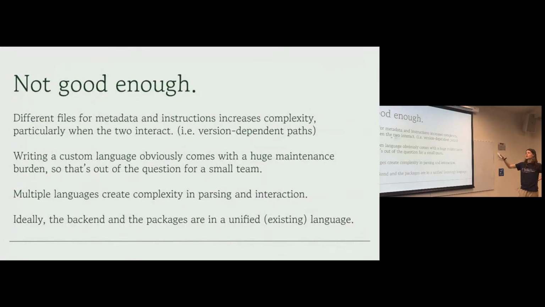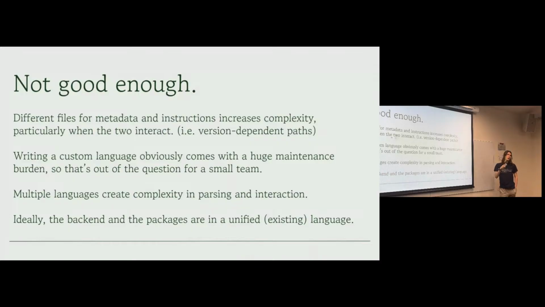But this isn't good enough. None of these are good enough. They all suck. Different files for metadata and instructions increases complexity, particularly when the two interact. If you've got a version-dependent path, your JSON, your CMake have to talk to each other. No good. And then writing a custom language comes with a huge maintenance burden, so that's out of the question for a small team. There's 4 of us. We can't maintain our own language.